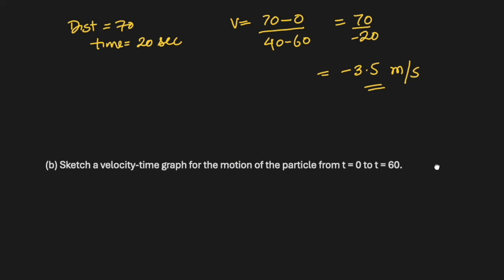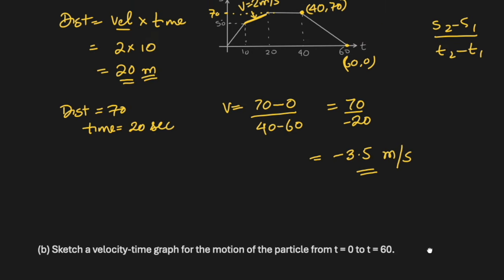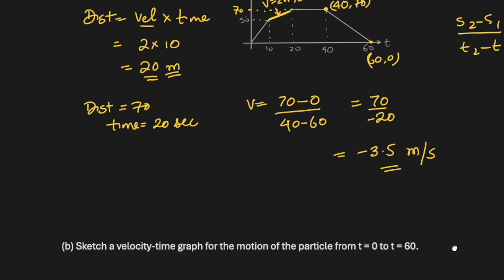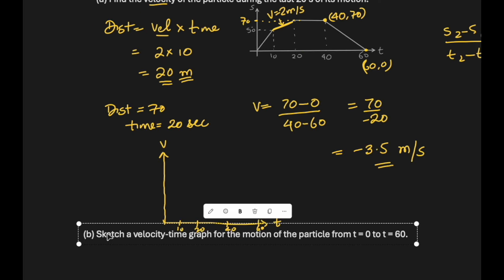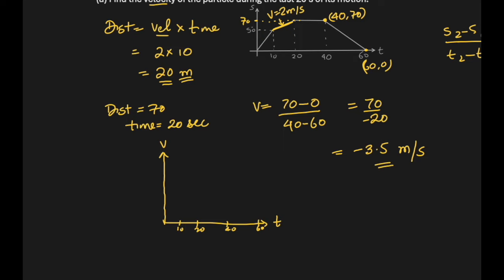Okay, sketch the velocity time graph for the motion. Okay, so let me draw it here on top of this. So v will be in this case here, t will be here. Okay, so I need some space, that's why I have moved it. Okay, so now it is a straight line, that means the velocity here will be exactly the same. Okay, and what will be the velocity?